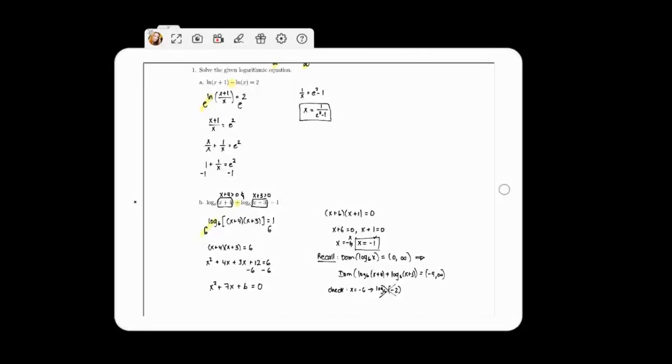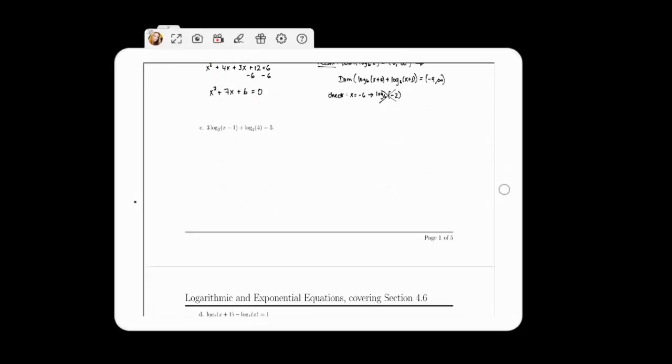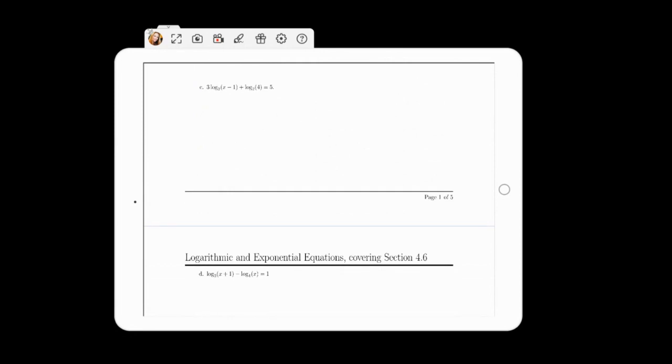Okay, so now we're going to pick up on solving log equations. We have a couple more examples here. In part C, I see some logs, and this time we have a coefficient out in front. The 3 is one thing that I can deal with right away because I know that coefficients can come inside the parentheses as exponents.